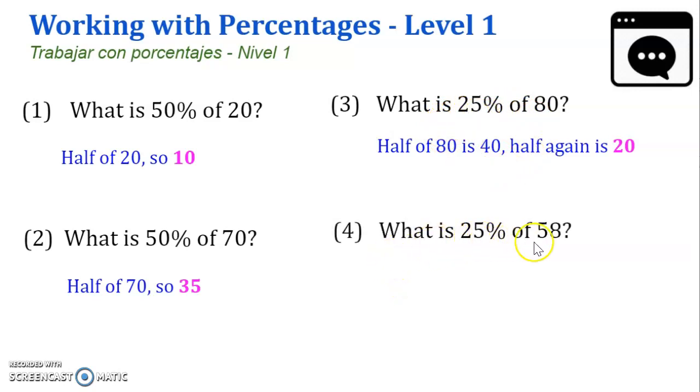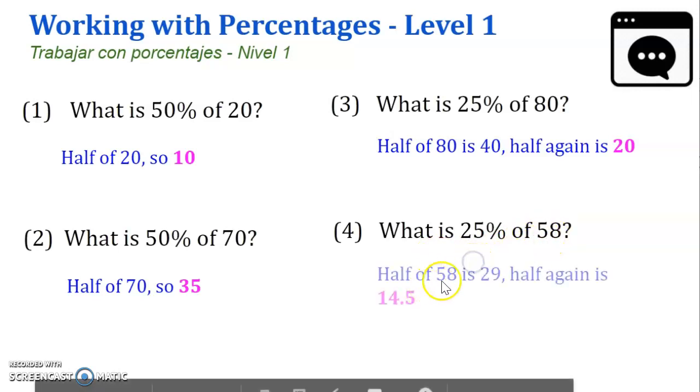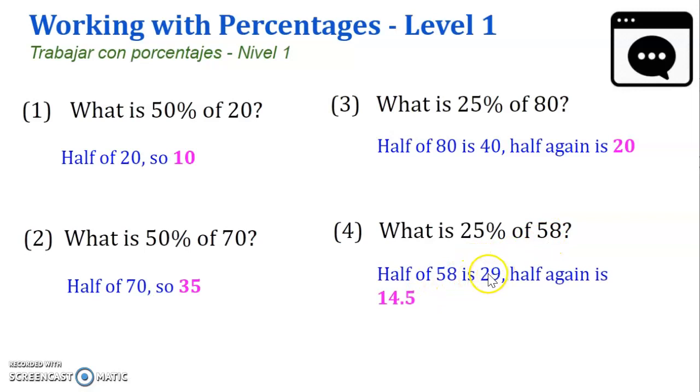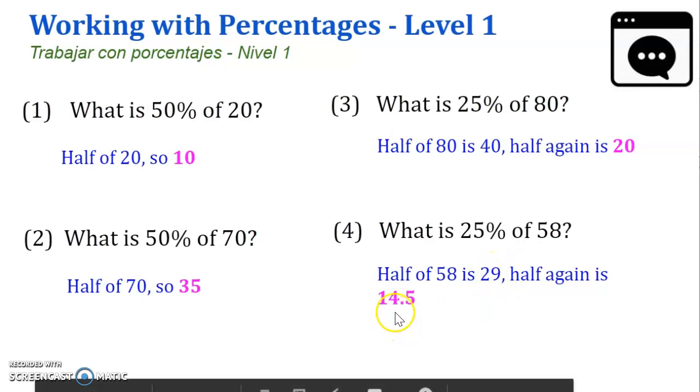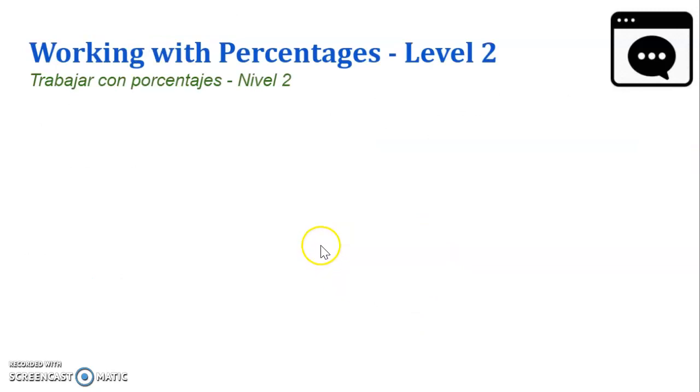What is 25% of 58 then? You can certainly do this on paper, but do not use the calculator. Can you split 58 into half? That's 29. Can you split the 29 into half again? That's going to be 14.5. So hopefully you're getting the hang of it. Let's extend that to level 2.